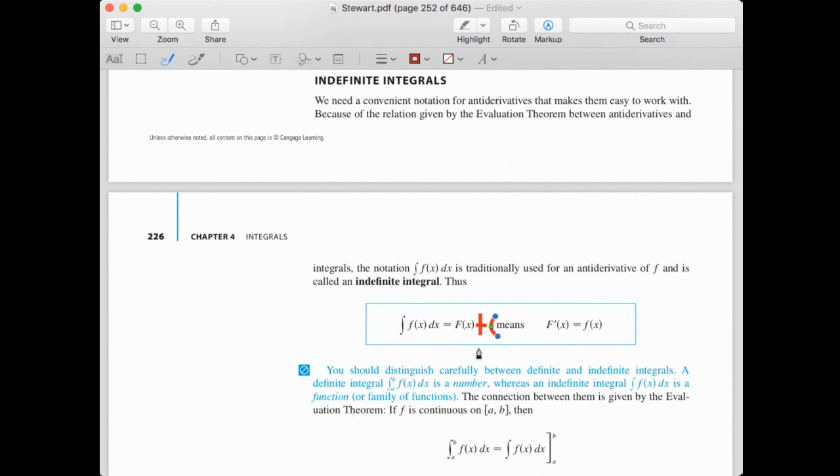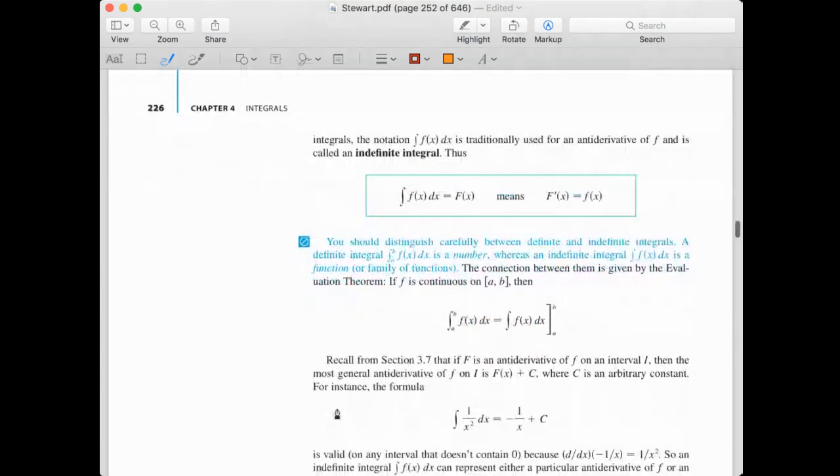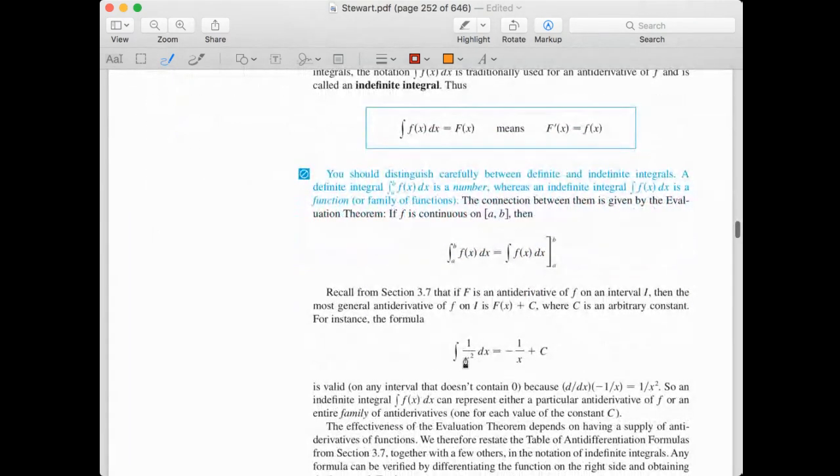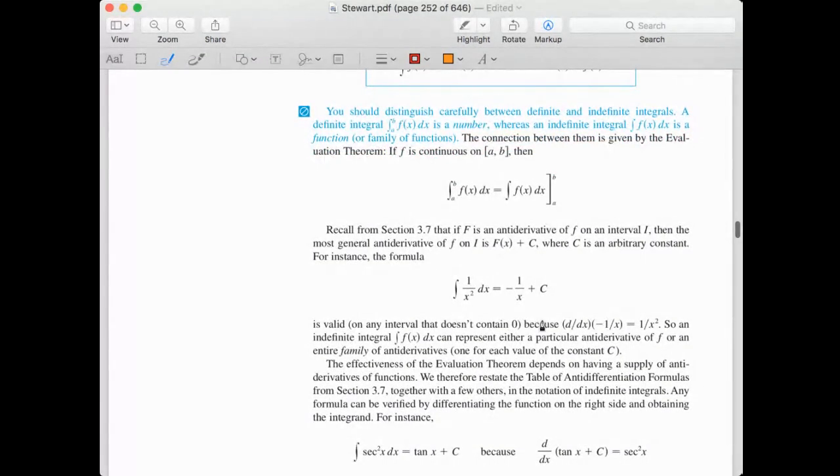Remember, when we take the antiderivative, we always add a constant term to the antiderivative. So we get a family of antiderivative functions. If we do have a lower limit and upper limit, we can evaluate and get a number, an area. With an indefinite integral, we get a family of functions.